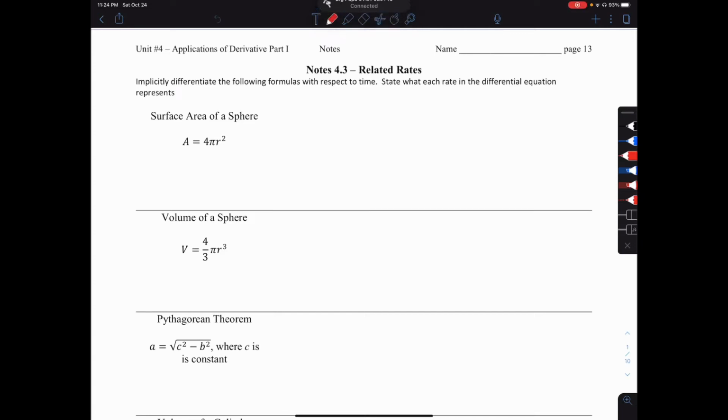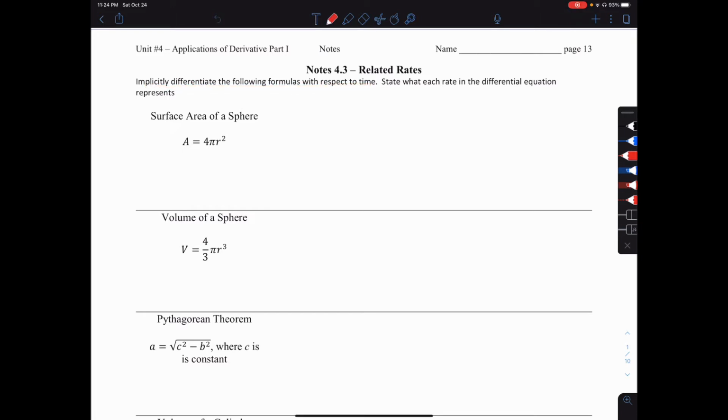AP Calculus. We are looking at related rates. This first video is going to be an introduction, just getting our feet wet with how to take the derivative of different formulas with respect to time. Implicitly differentiate the following formulas with respect to time.